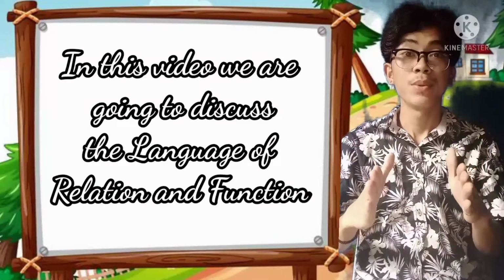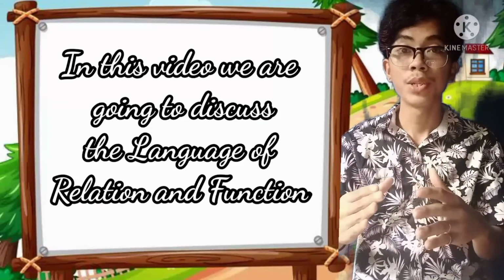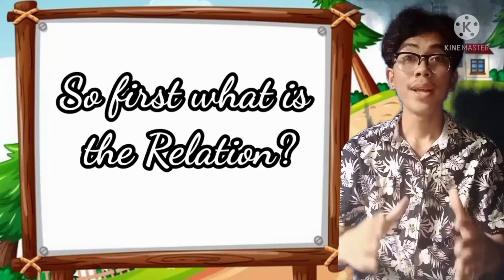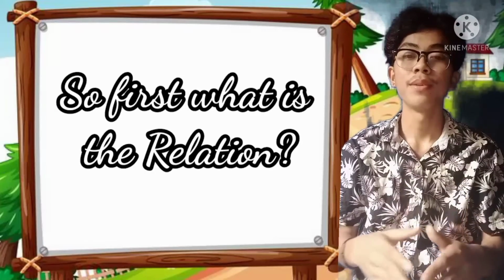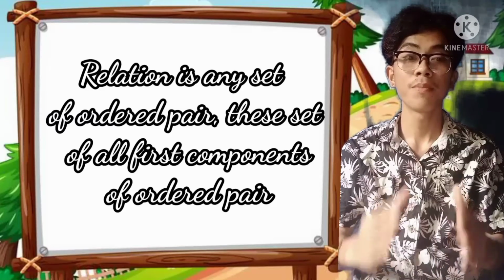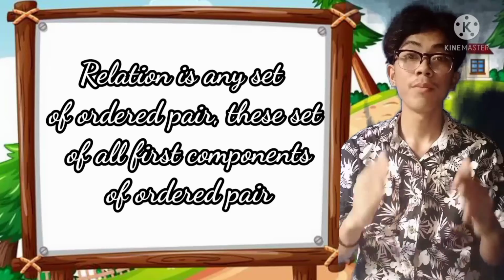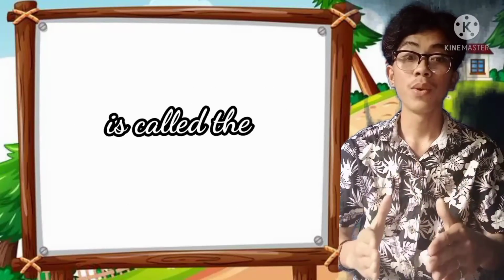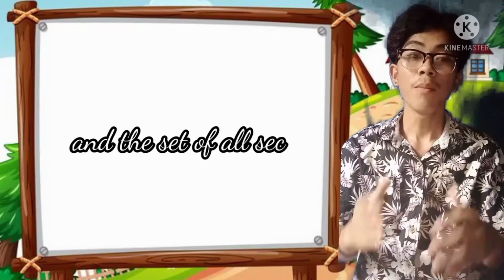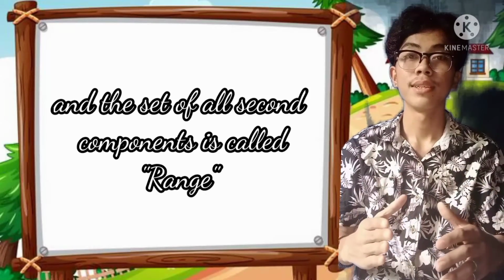In this video, we are going to discuss the language of relation and function. So first, what is a relation? A relation is any set of ordered pairs. The set of all first components of the ordered pairs is called the domain of the relation, and the set of all second components is called the range.